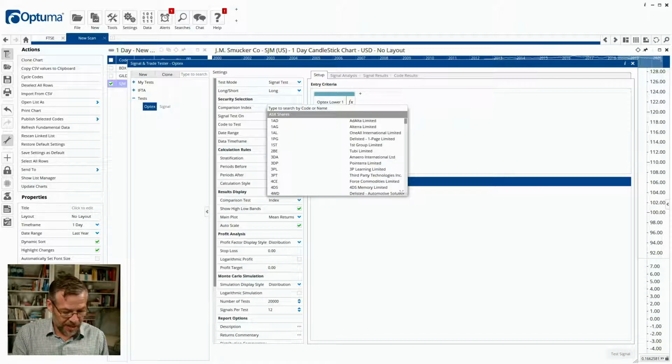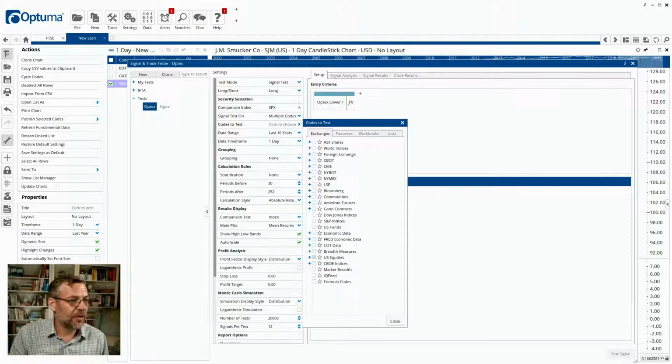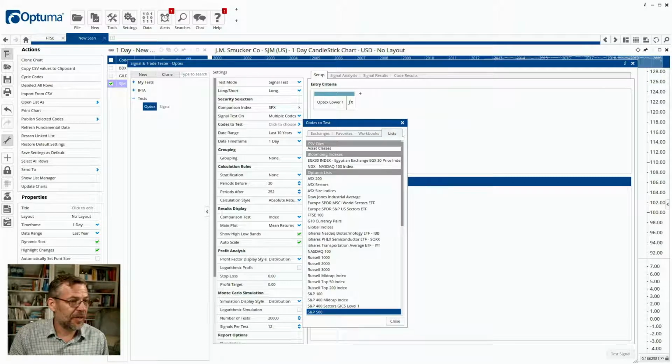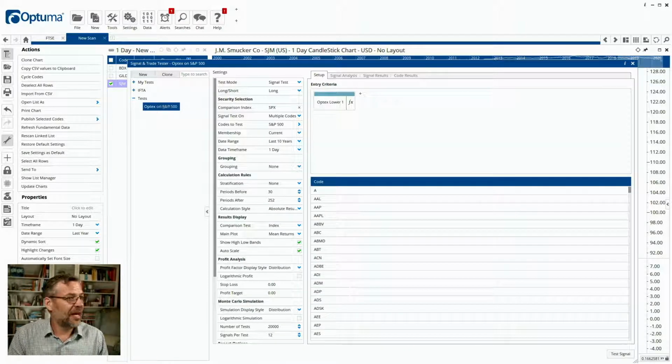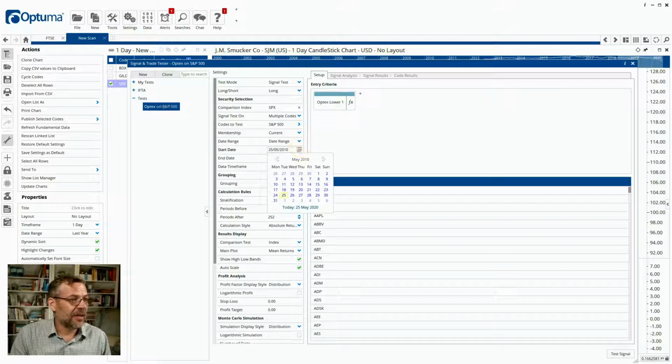All right, comparison index. Again, I'm just going to use the SP500. We're going to do this over multiple codes, and we are going to use our lists. I'm going to use my S&P 500 list here, and it's adding all of those codes there. Current membership, I'm just doing last 10 years. I don't normally do that. Well, maybe I will change this. Let's go to date range, and I'm going to go to 2001, October 1st, and back here to 2009, October 31. All right, so we've got a 1-day period.